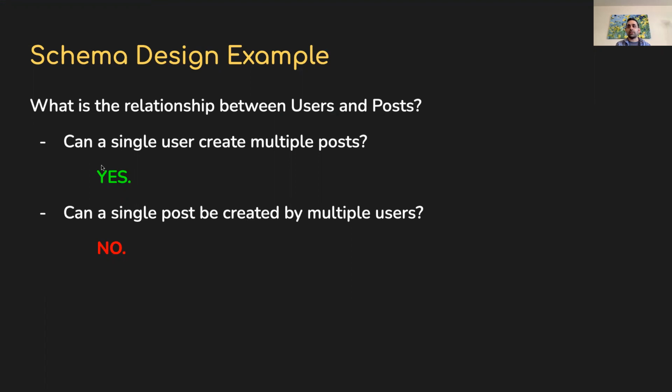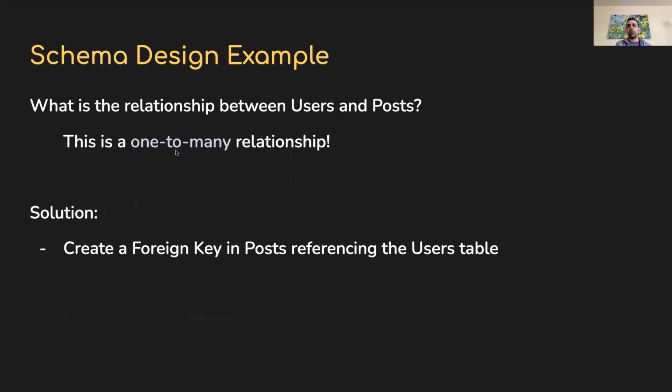Since we have one yes and one no, that is a one-to-many relationship. Meaning a user can create multiple posts, but a post cannot have multiple users. To create a one-to-many relationship, we simply need to create a foreign key in our posts table referencing the users table.